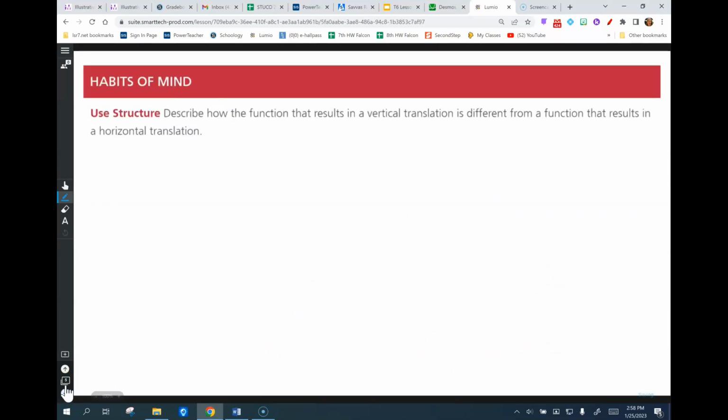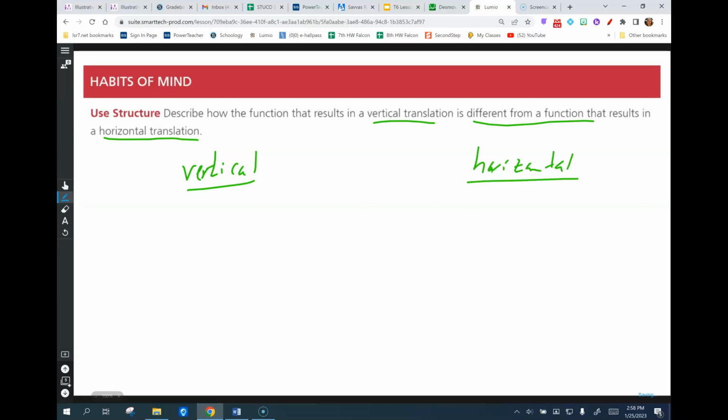So now we're going to describe how the function that results in a vertical translation is different from a function that results in a horizontal translation. A vertical, we've kind of talked about that, but let's put it all together. Vertical, horizontal. So if it's a vertical, that means I'm adding a constant to the entire function. Okay, so I'm going to have y is equal to 2 to the x plus k right here. Whereas if horizontal, it's going to add to the exponent.